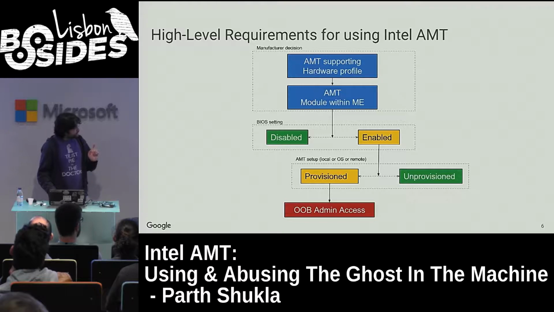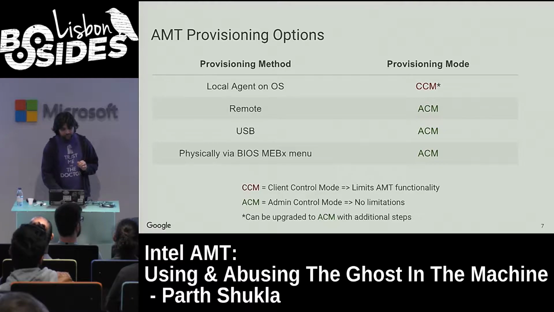So let's take a look at the provisioning options, the methods you can use to provision an AMT. Generally speaking, there are 4 broad ways you can provision AMT for usage, and there are 2 provisioning modes once the provisioning is done. The provisioning mode, ACM or CCM, is meant to reflect the level of trust required to complete the setup process. So ACM, admin control mode, CCM, client control mode. Note that all of these kind of intermingle and can be used in combination with each other. So try not to think of them as distinct options.